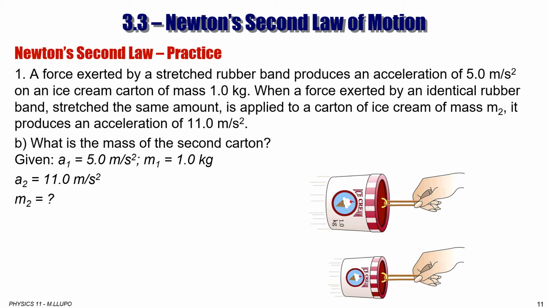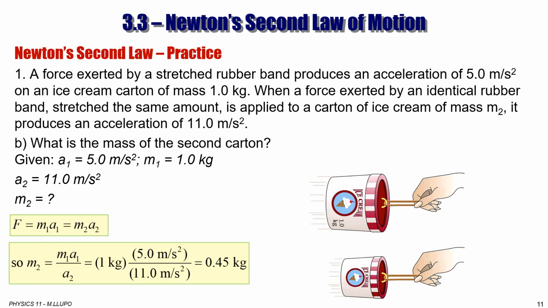Now, if we want to know the mass of the second carton, well, we know a1 and m1. We know a2, the acceleration of the second carton, but we don't know the mass. But we know something: the force is the same because we're using the same rubber band. So the force F1 is equal to F2, which means m1a1 is equal to m2a2.